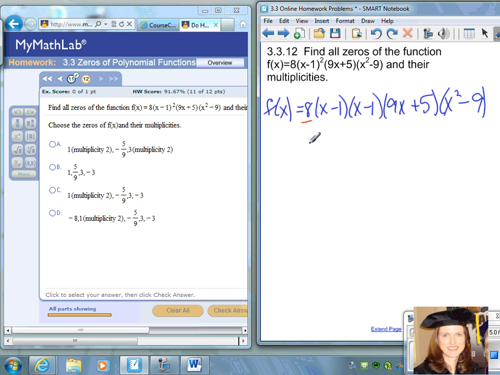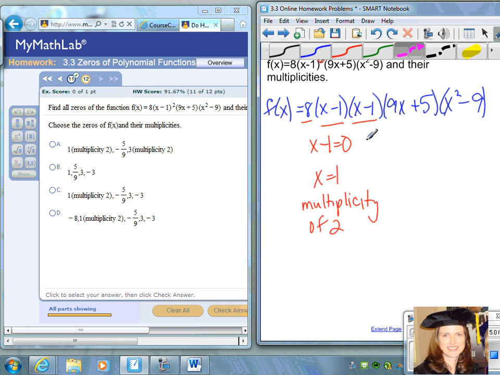If we set x minus 1 equal to 0 and add 1 to both sides, we get x is equal to 1. That's a 0 of the polynomial function, and we say it has a multiplicity of 2 because it is a repeated factor. The entire quantity squared, we say, has a multiplicity of 2. Now we're going to set the other factors equal to 0.